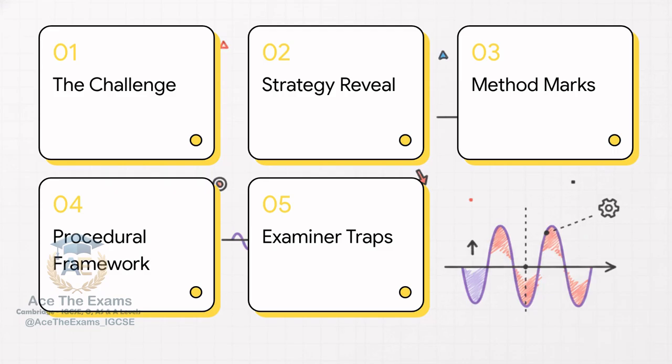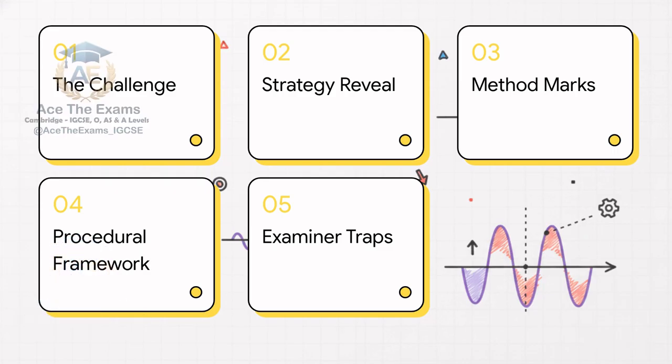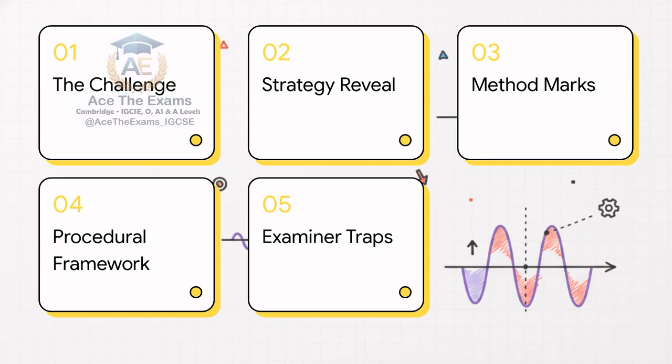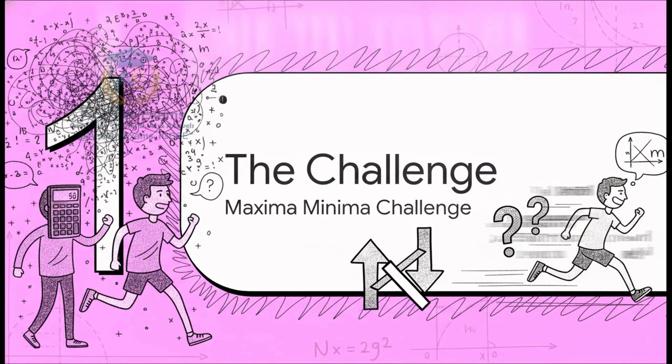We've got 5 main areas to cover. First, the maximum minima challenge. Second, the strategy reveal. Third, the method mark transformation. Fourth, the procedural framework. And finally, we'll wrap up with the top 3 examiner traps. Section 1. The Maxima Minima Challenge.